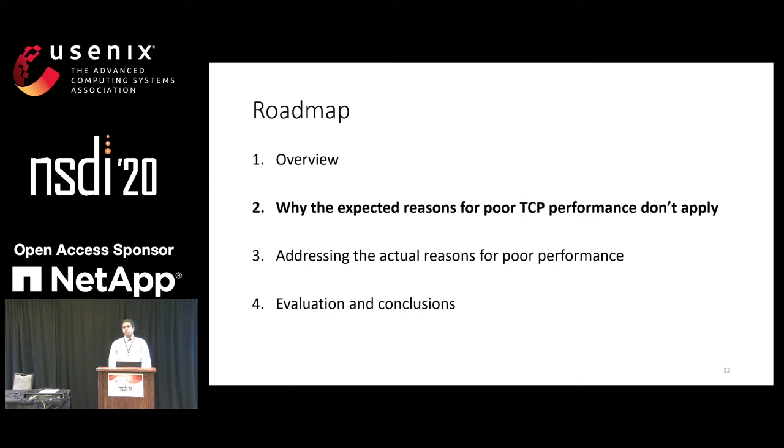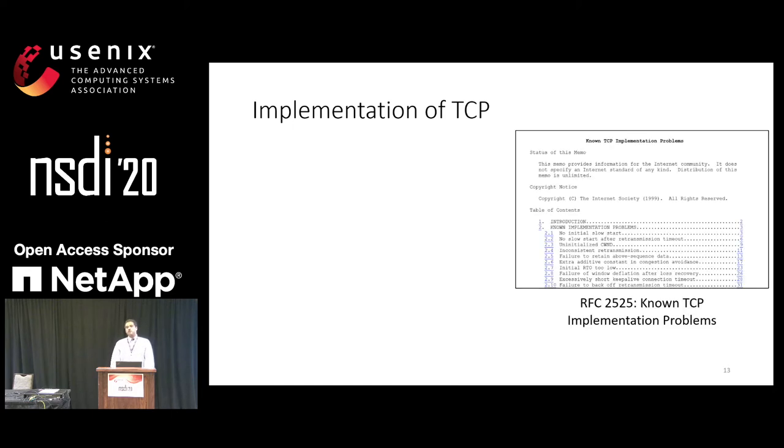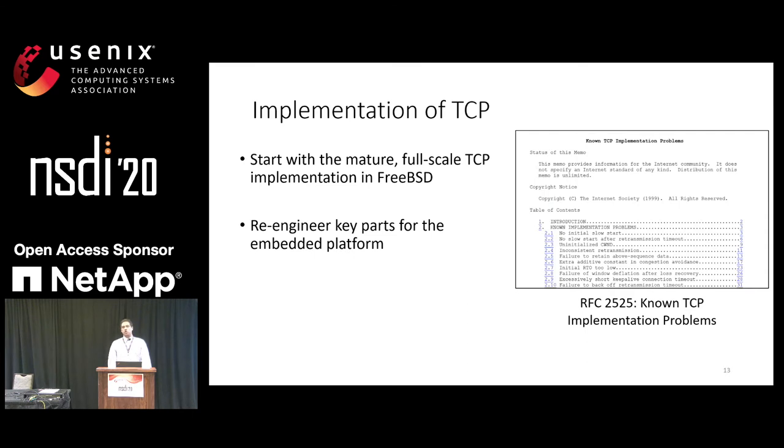So this relies on our empirical measurements, so I'm going to first talk a little bit about our implementation of TCP. As I mentioned, there have been a few other efforts earlier on to run TCP, but they typically use simplified TCP implementations. In contrast, we want to use the full-scale TCP implementation for our study. Now, one challenge here is that building a full-scale TCP implementation is hard. In fact, there's a whole RFC devoted to all the bugs people were seeing in 1999 in full-scale TCP implementations. So rather than building a TCP implementation from scratch, our approach was to begin with the mature full-scale TCP implementation in FreeBSD, and then re-engineer key parts of it in order to work well on our embedded platform. We call the resulting implementation TCP-LP, where the LP stands for low power.